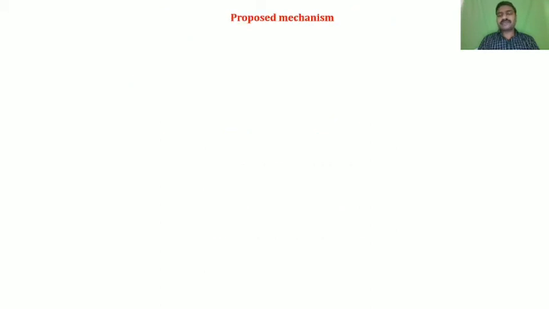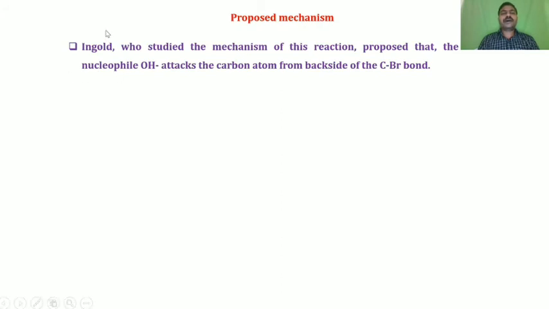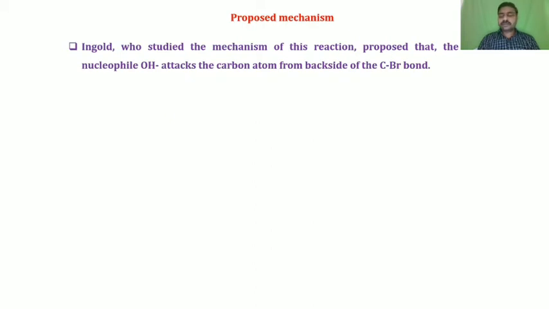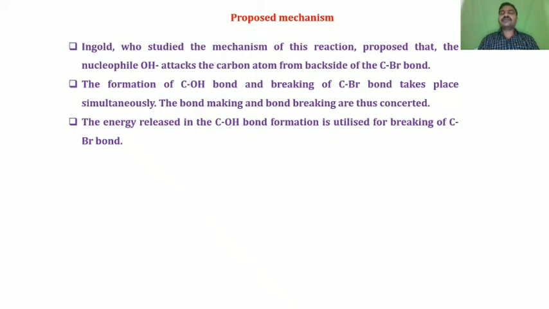Now the proposed mechanism for this SN2 is given by Ingold. Ingold, who studied the mechanism of this reaction, proposed that the nucleophile OH⁻ attacks the carbon atom from the backside of the C-Br bond, and the formation of the C-OH bond and the breaking of the C-Br bond take place simultaneously. So bond making and bond breaking are concerted.